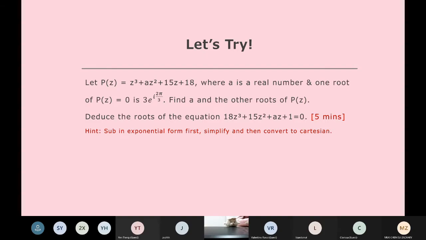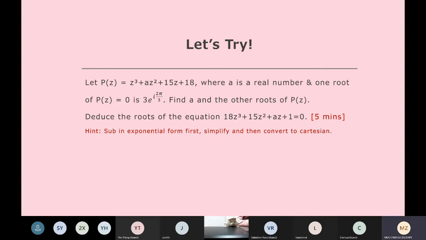So you just apply the different properties of complex numbers, especially with z to the power n. You just sub in the exponential form first, and then you resolve. For example, you look at z cubed. You put in the exponential form, you get 27e^(i2π). You know that e^(i2π) is 1, so you get 27. You do that first, and then you put it to Cartesian, and then you solve. The workings are in the next slide, and then I think we'll continue.